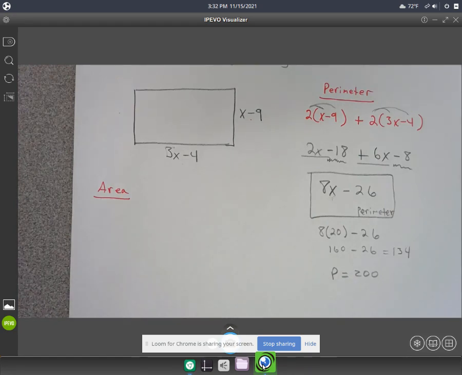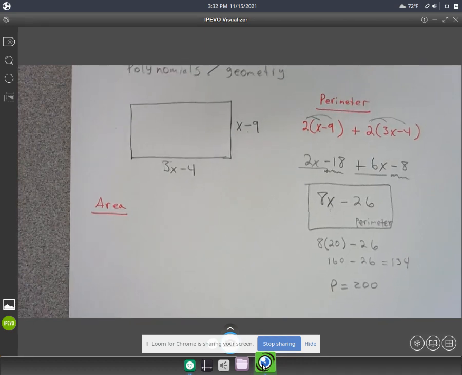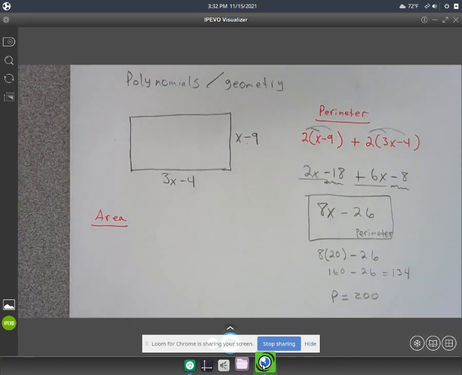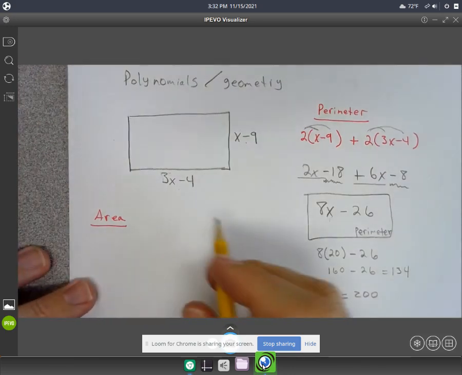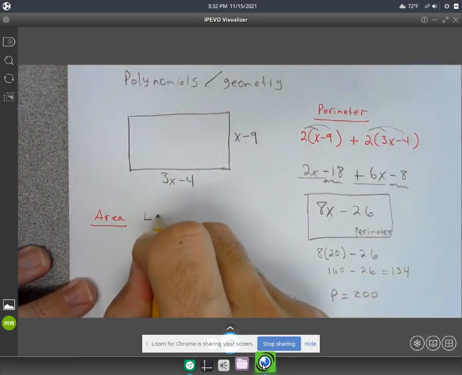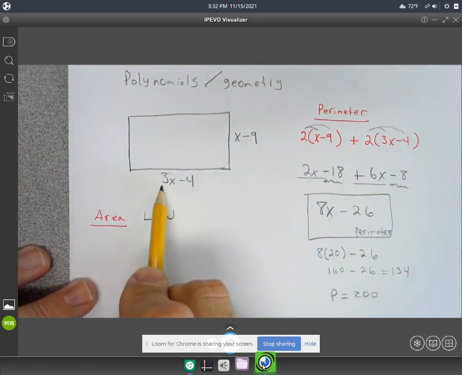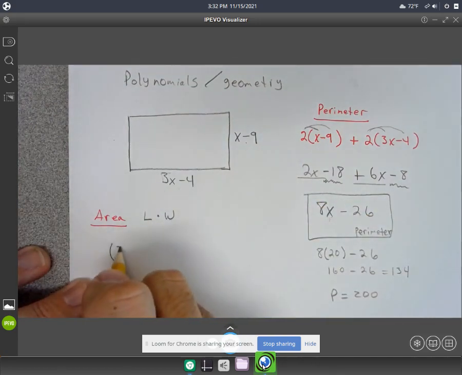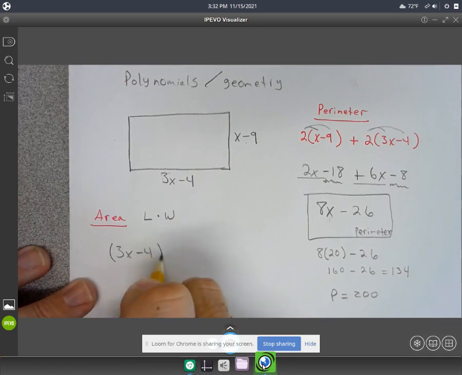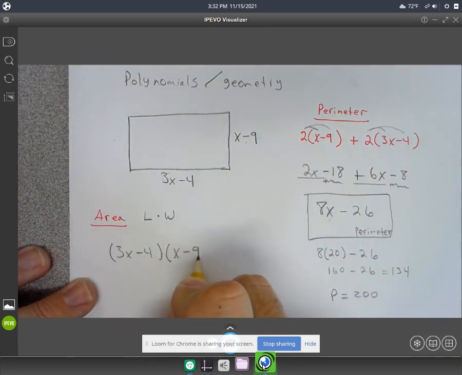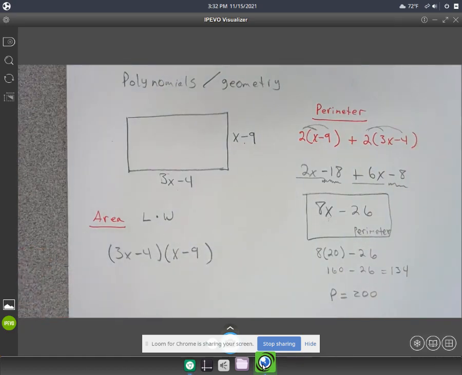All right, so that's the perimeter. If you want to find the area of this object, the area for a rectangle is length times the width. So I'm literally just going to do this 3x minus 4 times this x minus 9. And this is going to give me an expression that represents the area.